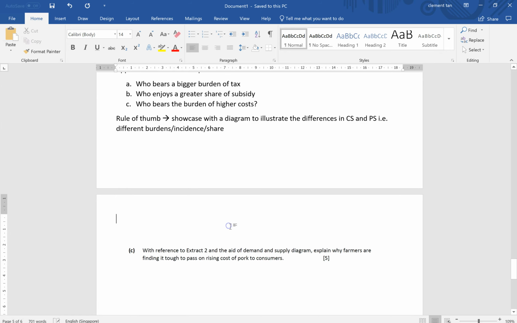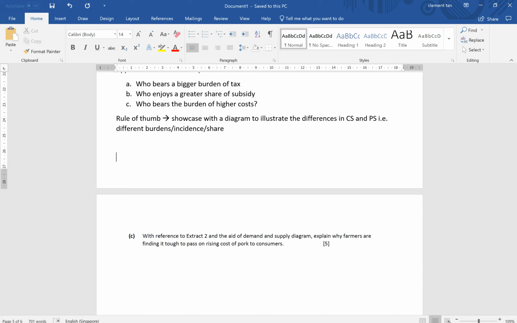So you don't have to do the 1, 2, 3, 4. You just write due to a loss in consumer surplus, due to a loss in producer surplus, due to a gain in consumer surplus, due to a gain in producer surplus. You don't have to say original consumer surplus is this, new consumer surplus is this. Don't have to.